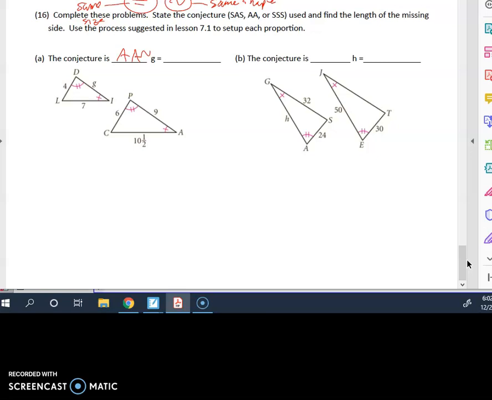This problem here, we need to solve for G, so I'm going to circle the second triangle. The 9 and the G get paired together, and the 6 and the 4 get paired together. So I'm going to set up the proportion this way, where 6 goes to 4 and 9 goes to G. Cross multiply and you solve, no problem.